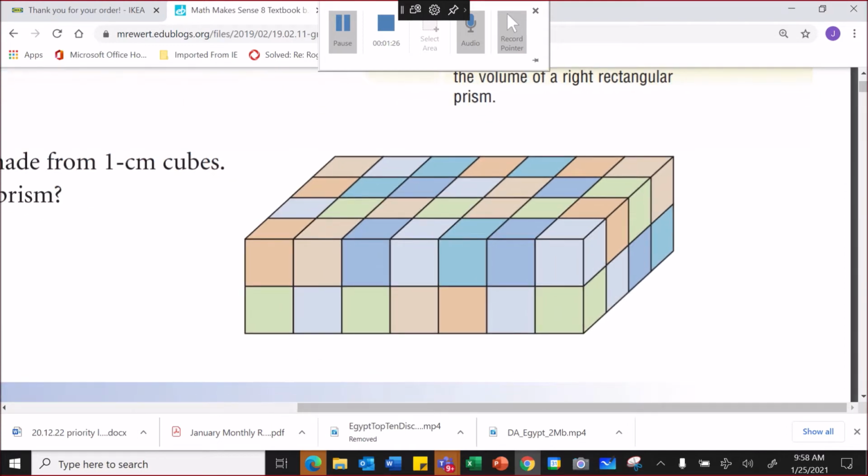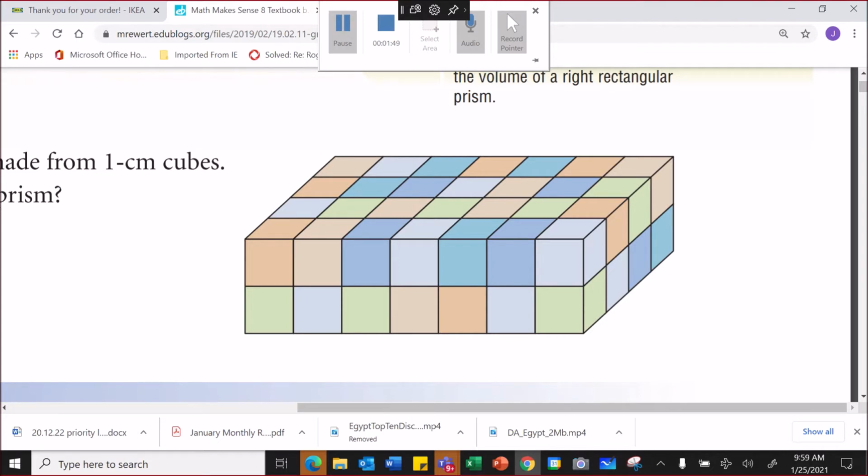And by volume, I mean how many cubed centimeters. So these are centimeter cubes. So like this one here would be 1 centimeter by 1 centimeter by 1 centimeter. How many cubes do you think are being used to make up this rectangular prism? So we're going to presume that all the cubes in the back you can't see actually exist.